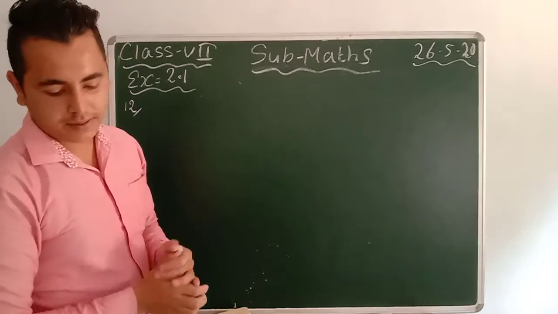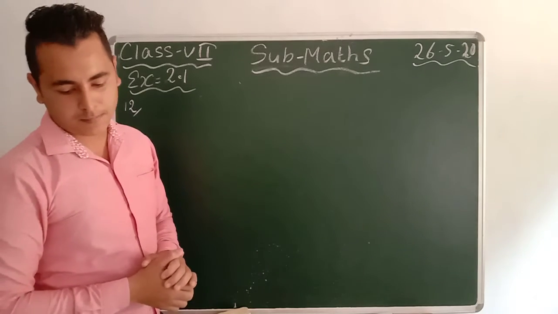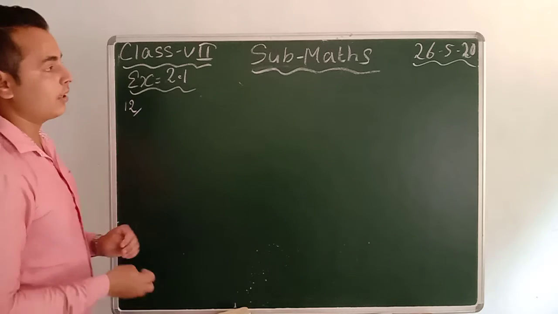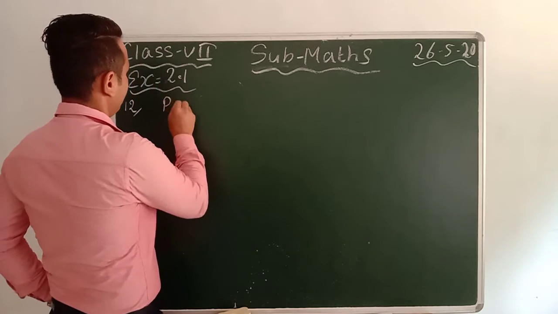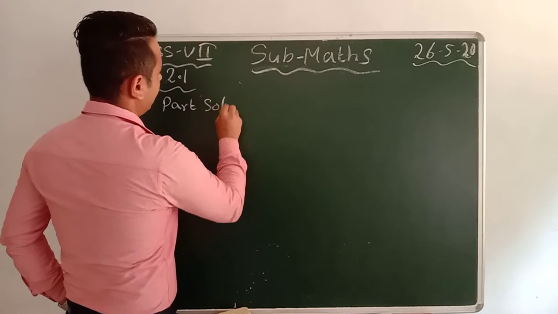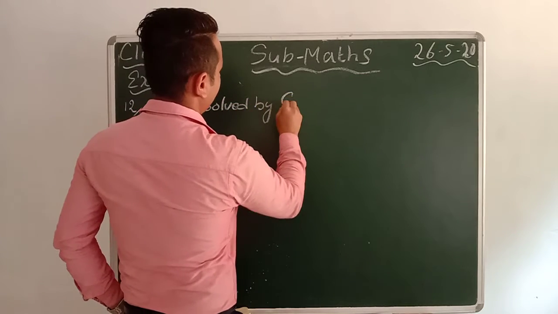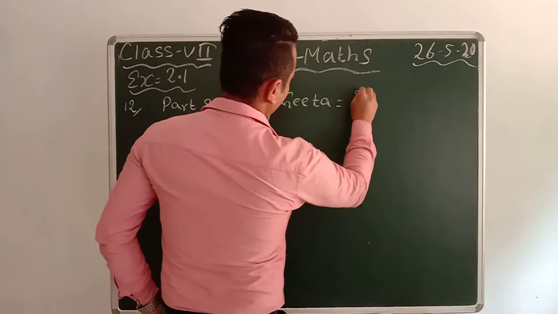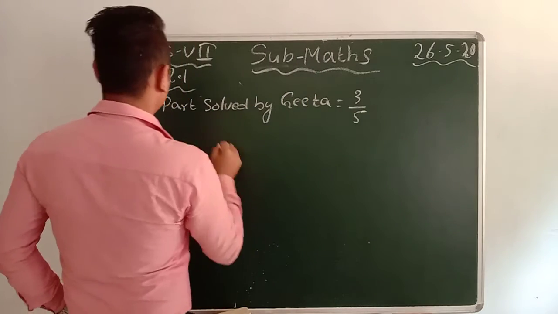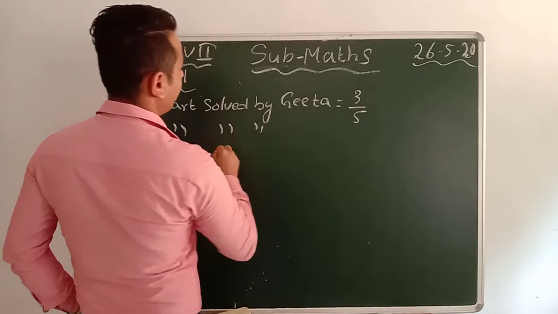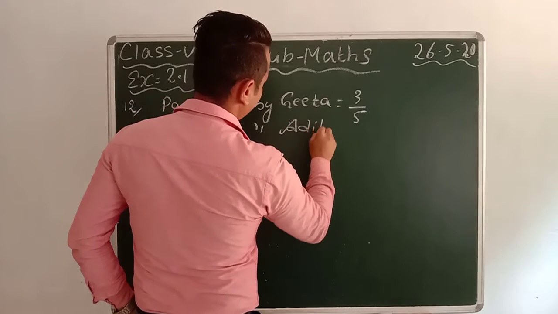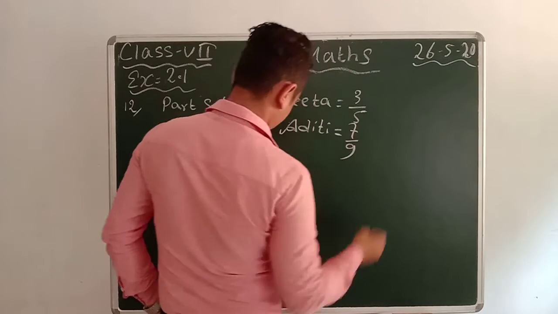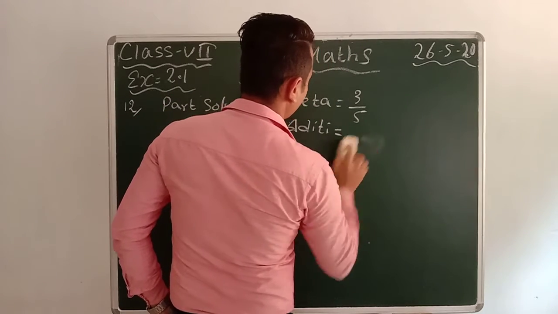Question number 12. Geeta solved 3 by 5 part of a maths exercise while Aditi solved 7 by 9 of it. Who solved a greater part? So the part solved by Geeta is 3 by 5. Similarly, the part solved by Aditi is 7 by 9.